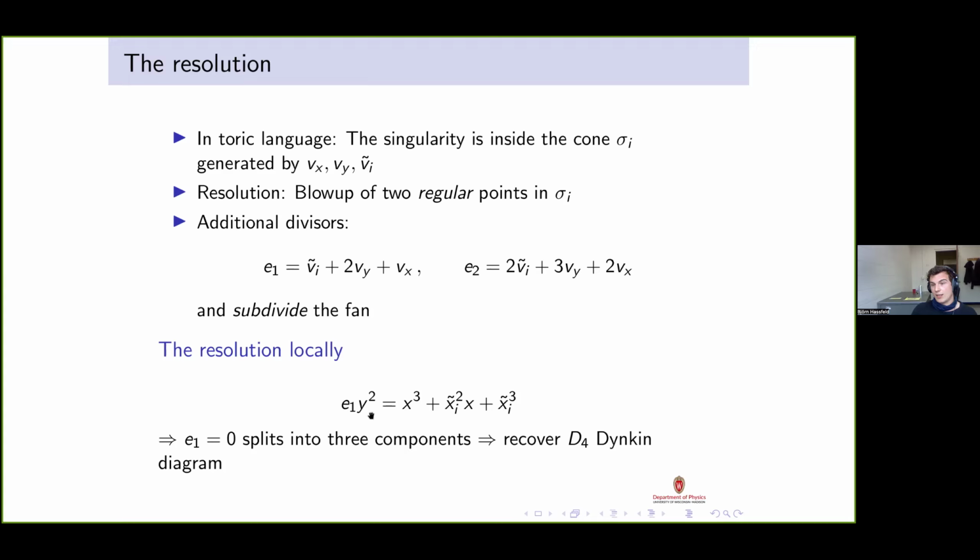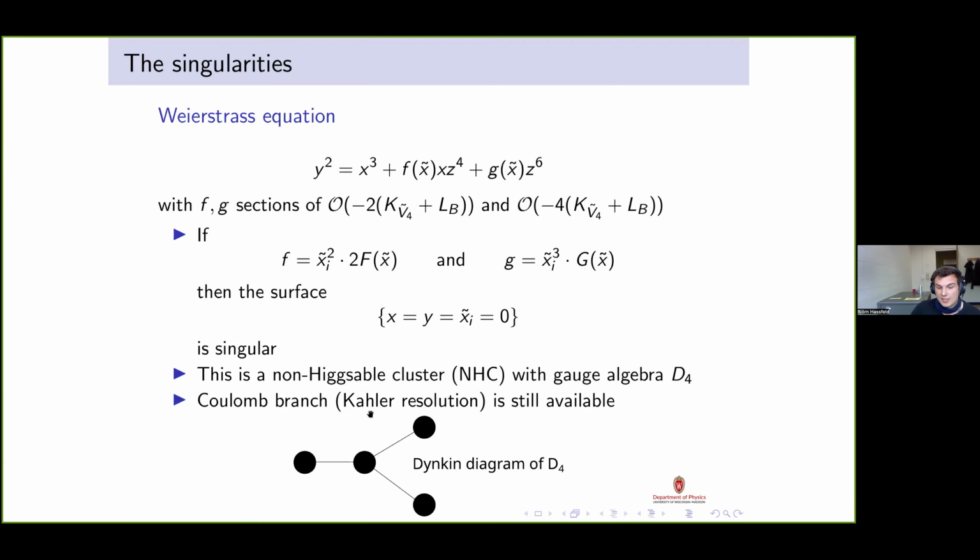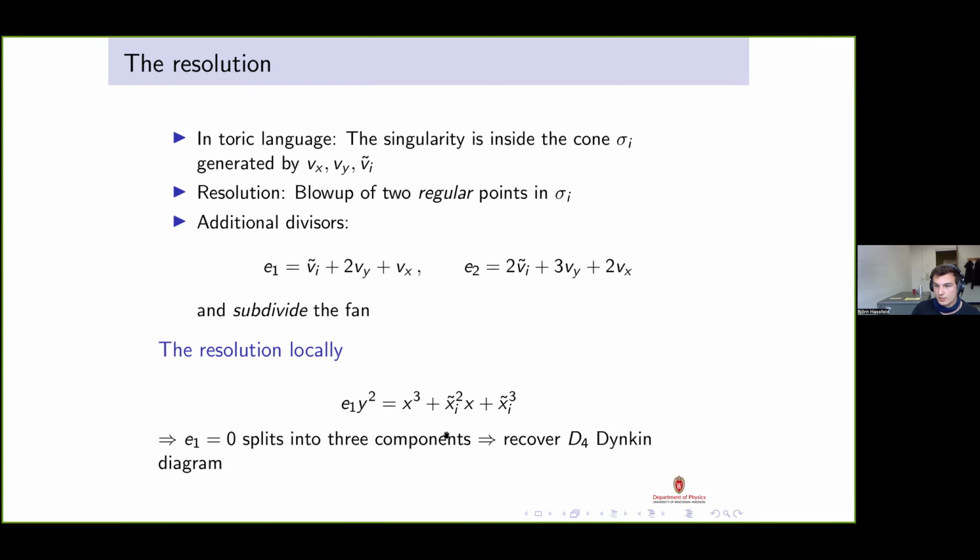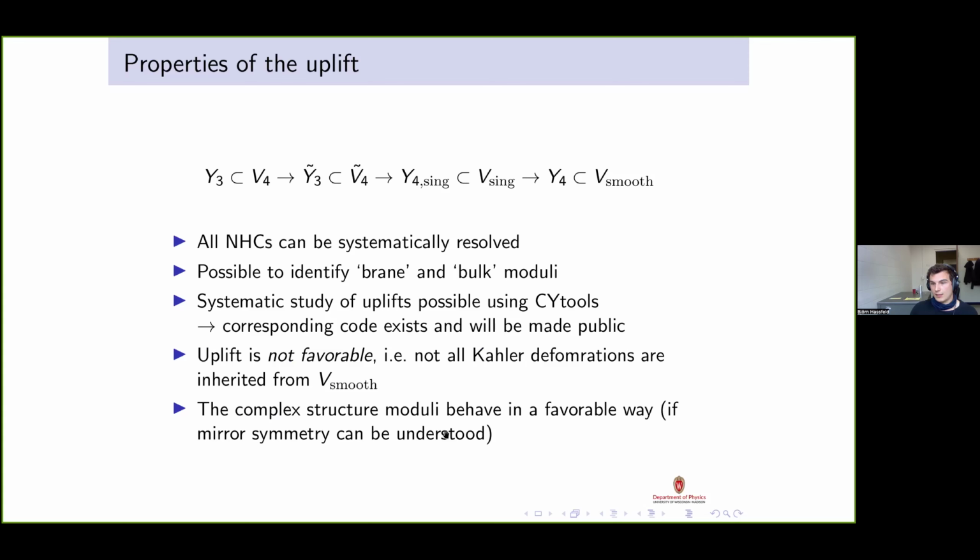So that means that this divisor on the Calabi-Yau splits up into three divisor classes. And these assemble precisely in the way to form this D4 Dynkin diagram. And we can do this systematically, so we can resolve systematically all these singularities. Once we have that available, we can study what the properties are of the manifold we constructed.